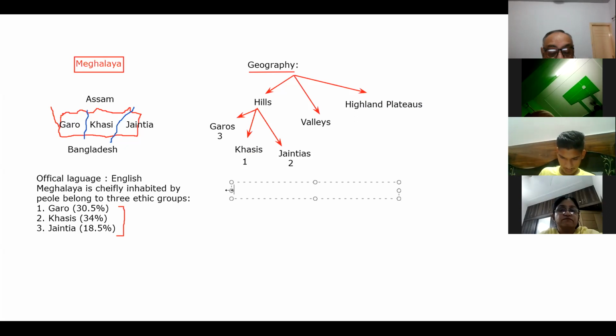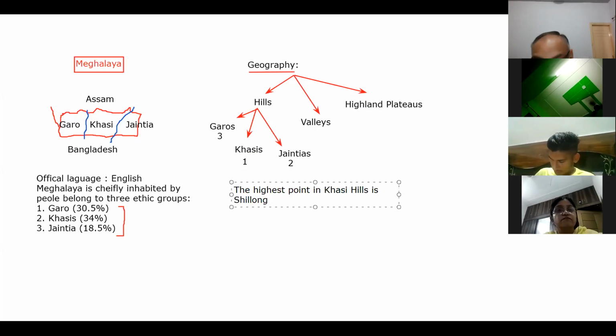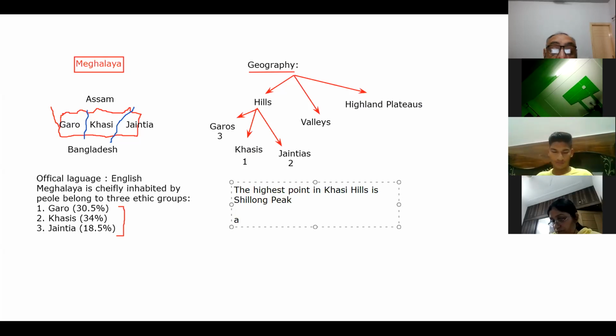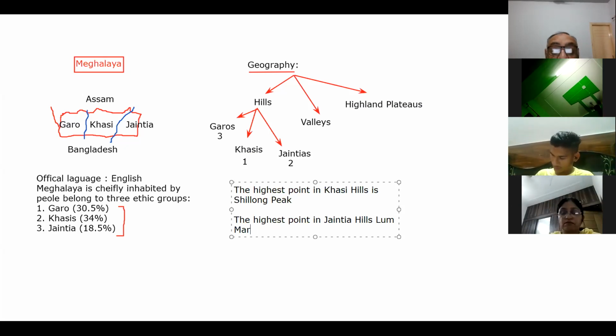The highest point in Khasi Hills is Shillong Peak. The highest point in Jaintia Hills is Lum Mawryngkhang, spelled L-U-M, M-A-R-Y-N-G-K-S-I-H, Meringshi. This is the highest point in Jaintia Hills.